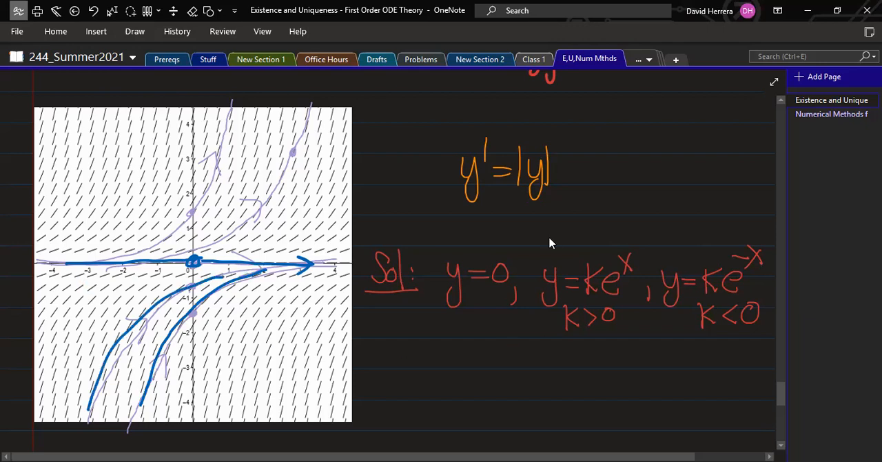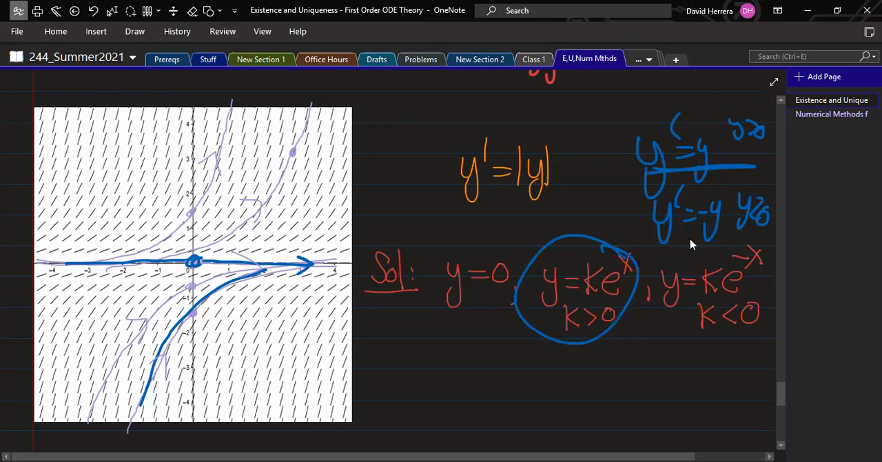So what we have here is y prime is y when y is bigger than 0, and y prime is negative y when y is less than 0. So here you have the e to the x solutions, and here you have the e to the negative x solutions. However, even though it's broken up in these 2 different ways, the solutions are still unique. They don't cross each other, and there are always solutions. If you start anywhere, you could just keep going. There are no problems with infinite slope, no problems with weird things like that.